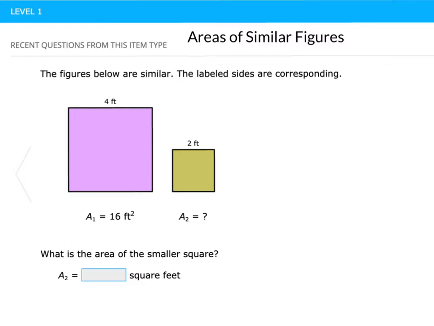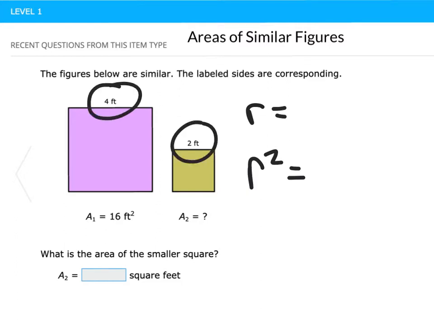In level 1 of this type of question, well, really in all of the levels, you want to start out by thinking about things as this value r is going to be the ratio of lengths, the ratio that the lengths are in compared to each other, and r squared is going to be the ratio of the areas.